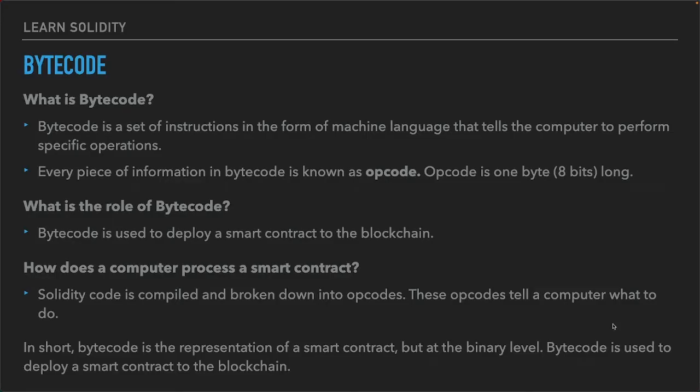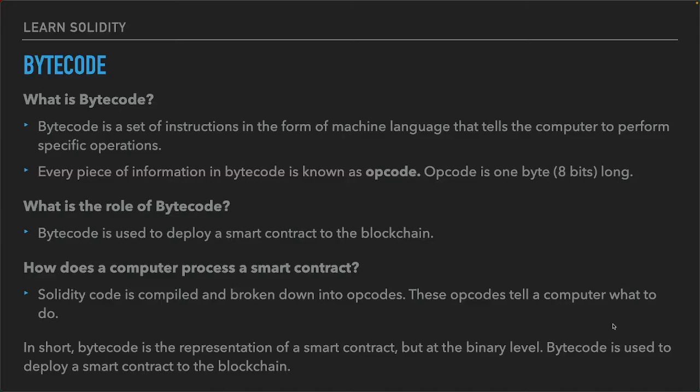Okay, so let's talk about the role of bytecode. Yes, we know that bytecode provides a set of instructions to a computer and tells it what to do, but it has one more task to achieve, and that is deploying a smart contract to the blockchain. So whenever we deploy a smart contract to the blockchain, we are actually deploying its bytecode and not the actual code, that is Solidity code.